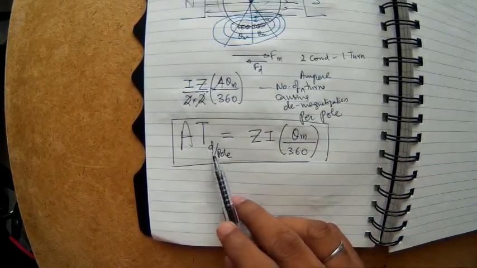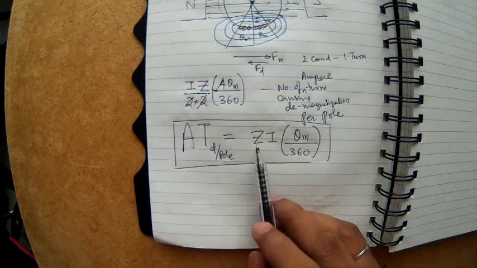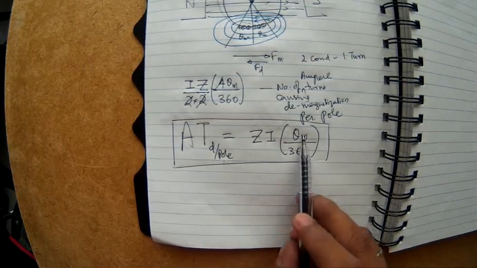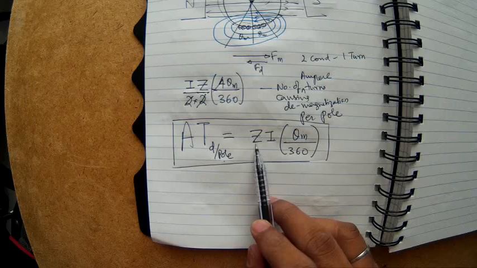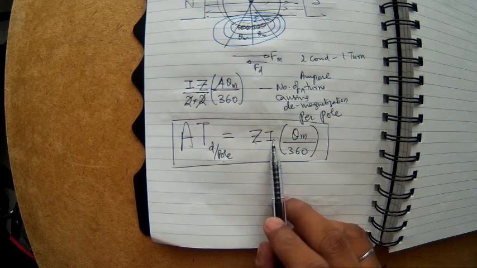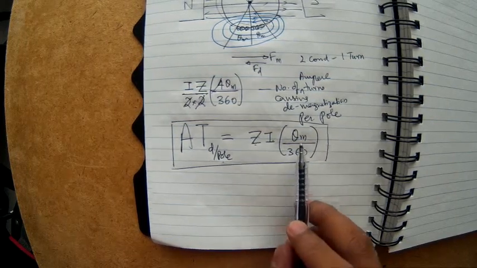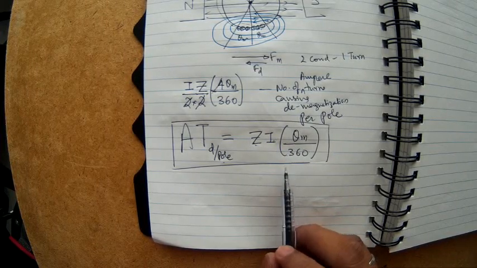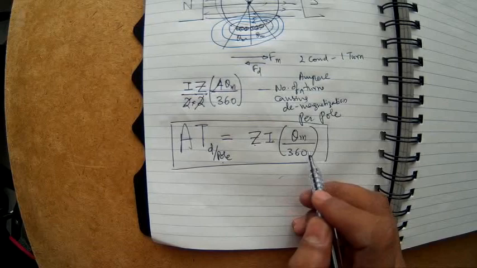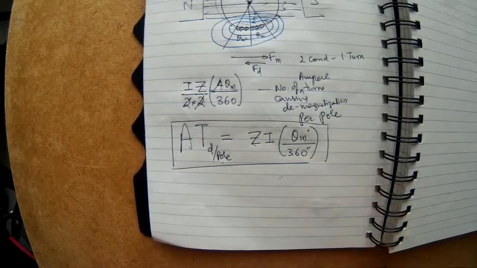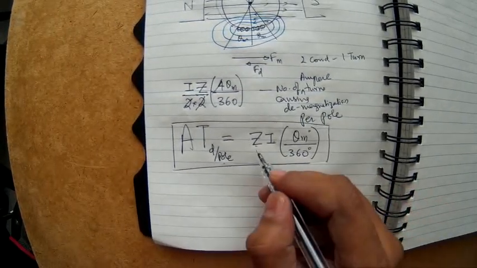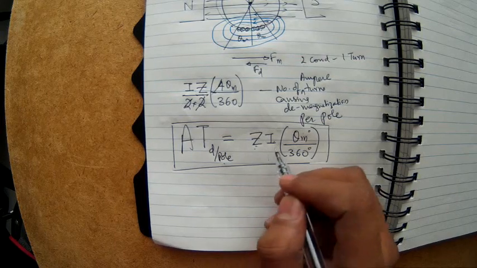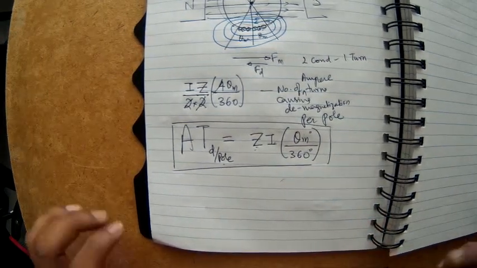So this is the main formula used here. Ampere turns causing demagnetization per pole is Z into I theta m by 360, where Z is the total number of conductors, I is the current carried by each conductor, and theta m is the mechanical angle by which the magnetic axis is shifted. Of course, this is in degrees and this also is in degrees. This is in numbers and this is in amperes, so the unit is ampere turns.